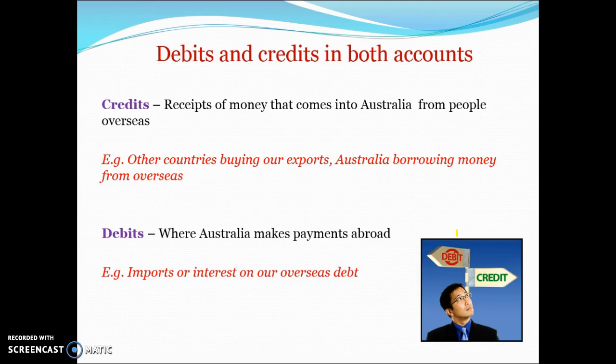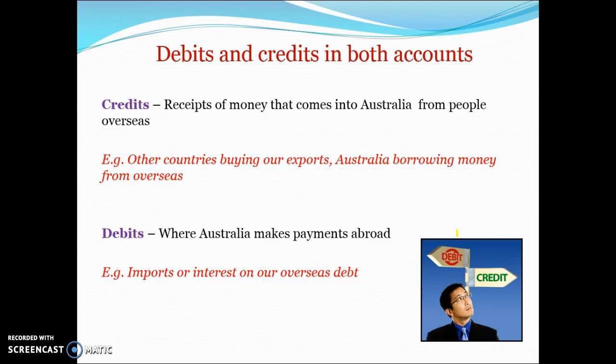So when we're looking at the current and the capital and financial account, you need to use the words credits and debits. Credits are money coming into Australia from people overseas, and debits is when Australia makes the payments abroad. So regardless of whether it's a current or financial transaction, think about who's receiving the money. If it's Australia receiving the money, it's a credit. If it's foreign entities receiving the money, it's a debit.